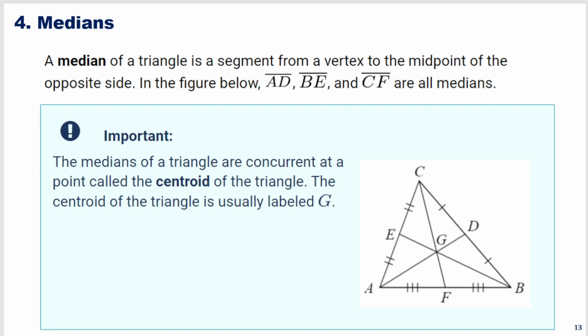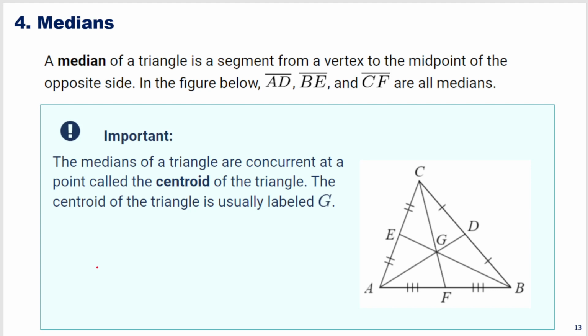All right, next, let's have a look at the concept of medians. A median of a triangle is a segment from a vertex to the midpoint of the opposite side. For example, in this figure below, segments AD, BE, and CF are all medians. The medians of a triangle are concurrent at a point called the centroid of the triangle. The centroid of a triangle is usually labeled as letter G.